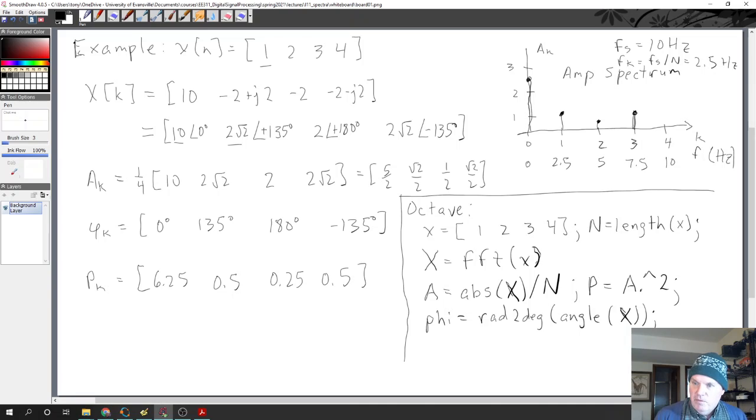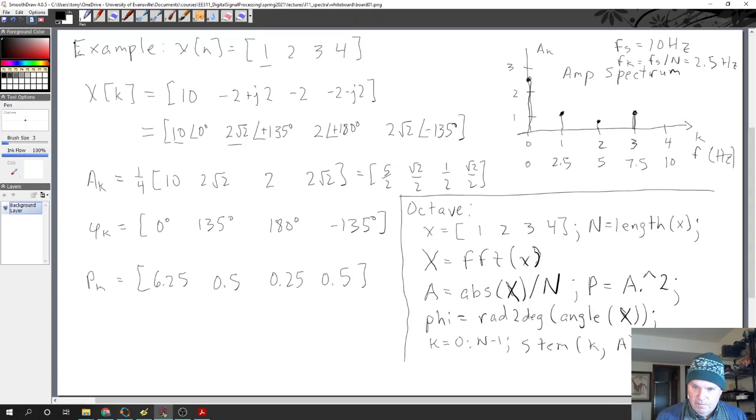Okay, so if I wanted to plot versus k, I could form my k vector going from 0 to n minus 1. And then I could just do stem of k and then A. And it'll produce a plot very similar to the one up here.